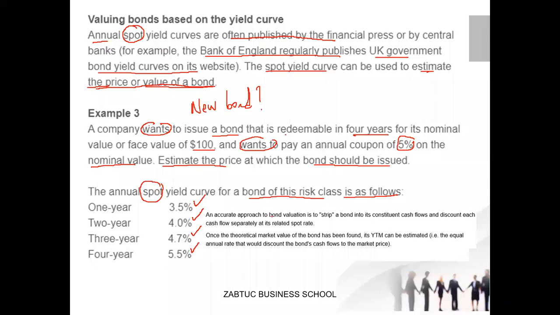An accurate approach to bond valuation is to strip a bond into its constituent cash flows and discount each cash flow separately at its related spot rate. Now, some of you may ask, what does this language mean? Don't panic. Once a theoretical market value of the bond has been found, its yield to maturity can be estimated. So you want to see how that can be done. This bond here, we're going to break it down into its components.